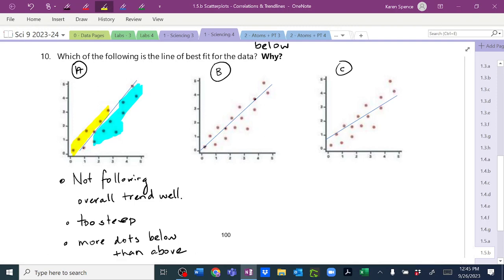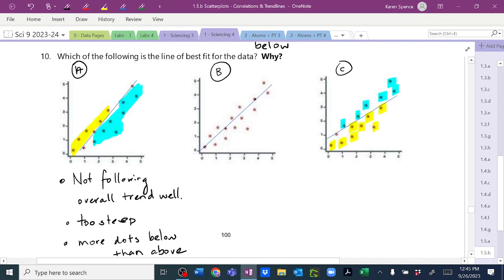I'm just going to do a quick count here. I got 1, 2, 3, 4, 5, 6, 7, 8. And I have 1, 2, 3, 4, 5, 6. So I don't have the same number of dots. It's not a huge difference.